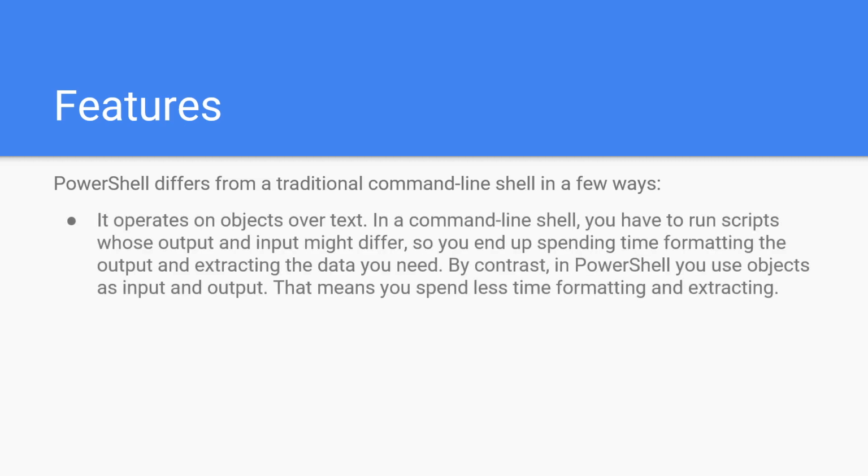It operates on objects over text. In a command line shell, you have to run scripts whose output and input might differ, so you end up spending time formatting the output and extracting the data you need. By contrast, in PowerShell, you use objects as input and output. That means you spend less time formatting and extracting.